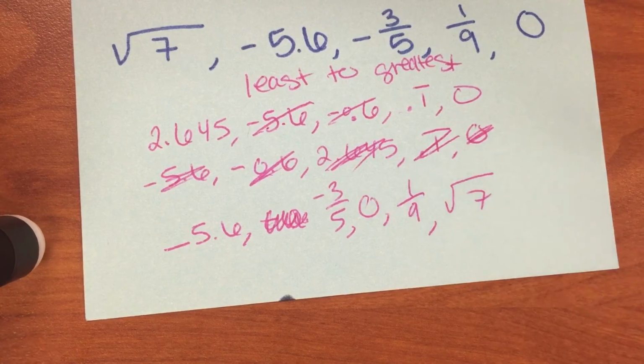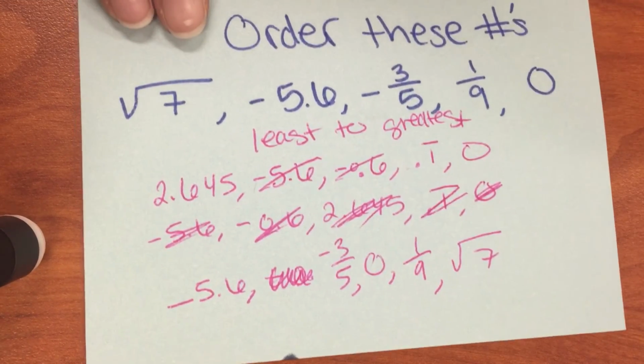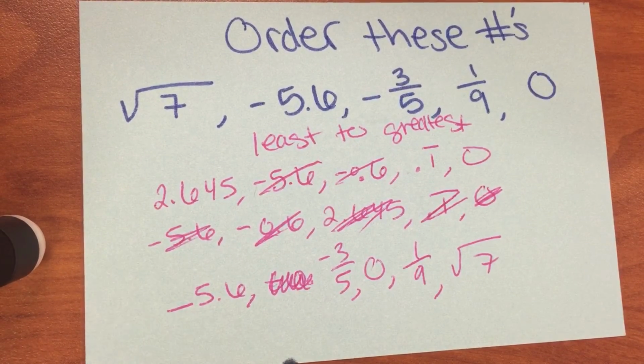So that's how you order real numbers. As we said, the most important thing is to put them all in the same form. Because if you don't have them in the same form, you can't tell what it is. Yeah, it's harder to compare.